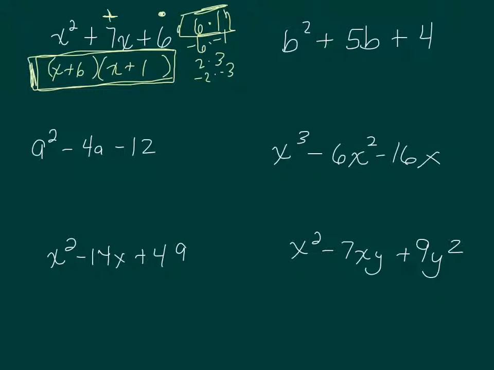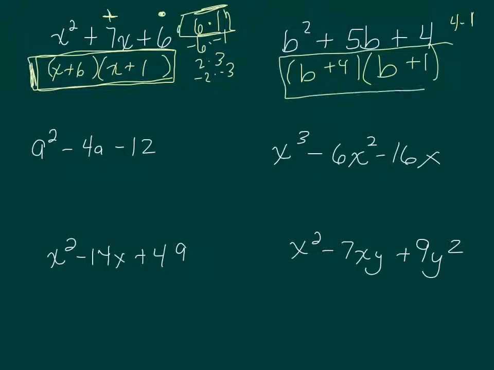Alright, let's look at b squared plus 5b plus 4. Again, I don't have anything in common. I don't have 4 terms. So b and b in parentheses. Two numbers that when I multiply them together I get 4, but when I add them I get 5. Probably 4 times 1. So b plus 4, b plus 1. That one wasn't so bad.